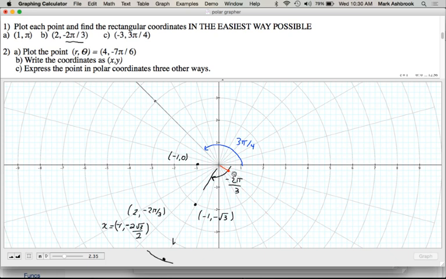Negative then would be, did I pick the wrong line? Sorry. And then I want to go how far? 3. Here's the point, negative 3, 3 pi over 4. And then you could use the formulas. You could be 3 times.